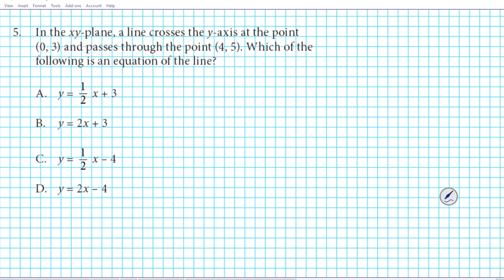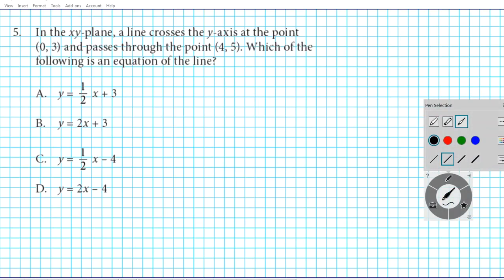Now let's take a look at option number 5. It says, in the xy plane, a line crosses the y-axis at the point (0, 3) and passes through the point (4, 5). Which of the following is an equation of the line? Okay, so if we want to write down an equation of the line, we have the options here.